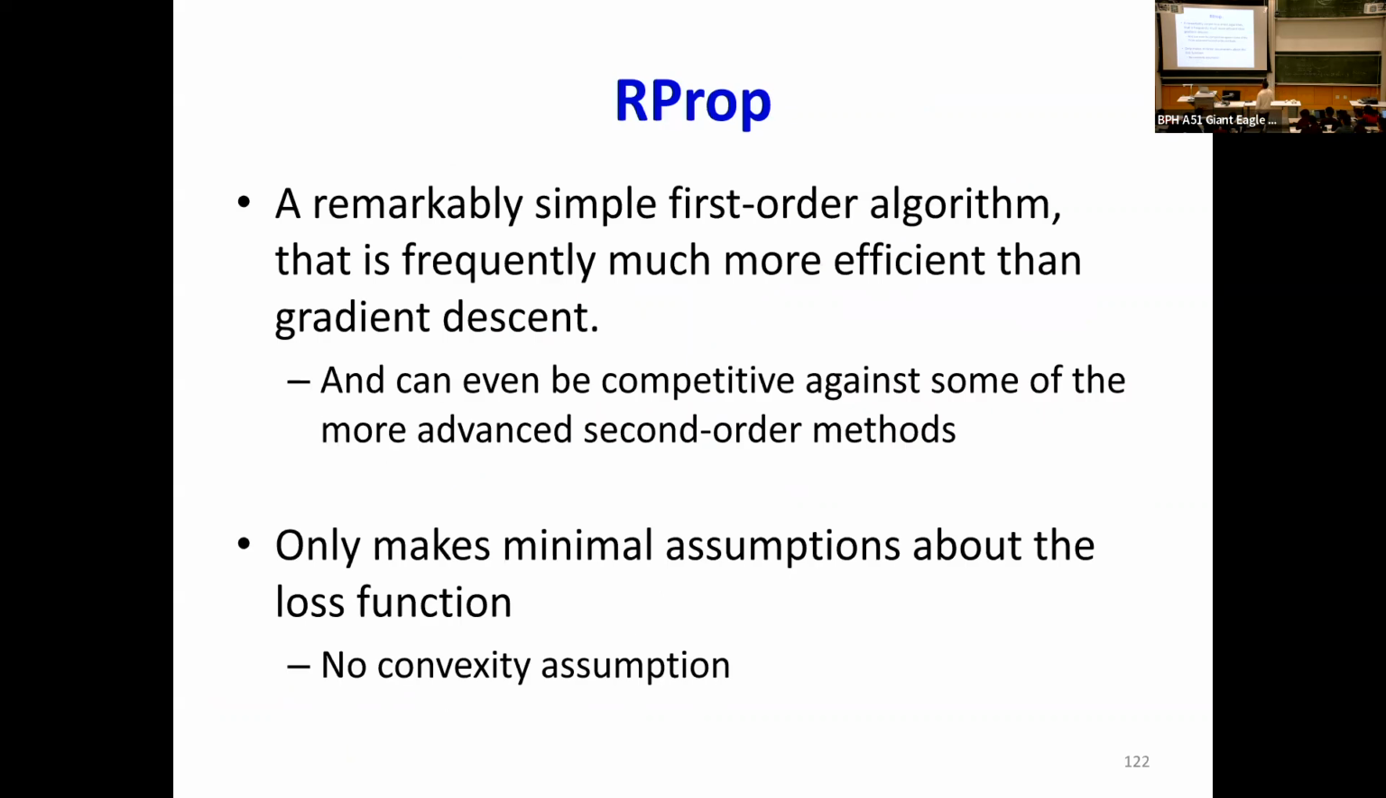It's a remarkably simple first order algorithm that is frequently much more efficient than gradient descent, can be competitive against some of the more advanced second order methods that are around today, and makes only minimal assumptions about the loss function. No assumption of convexity, nothing. All you're looking at is the signs of the derivatives, right?